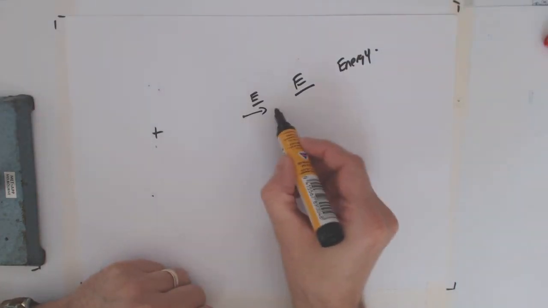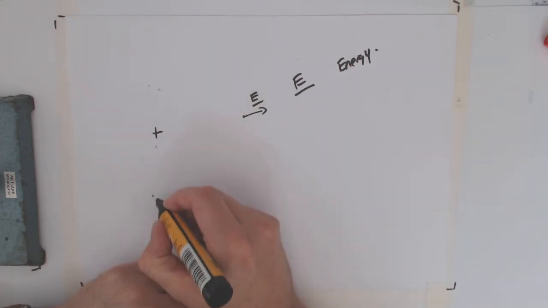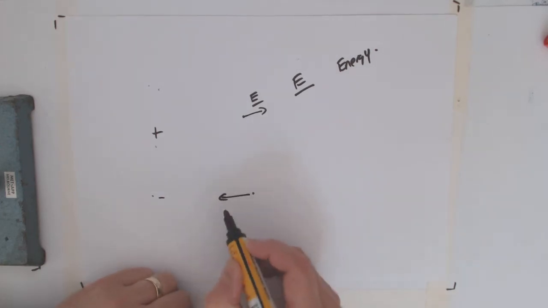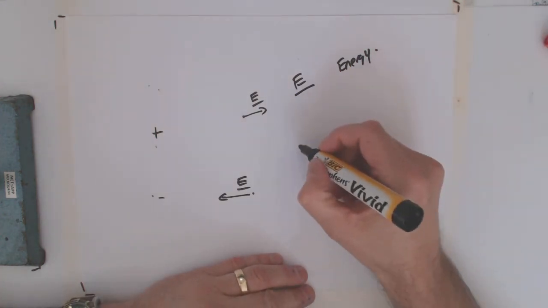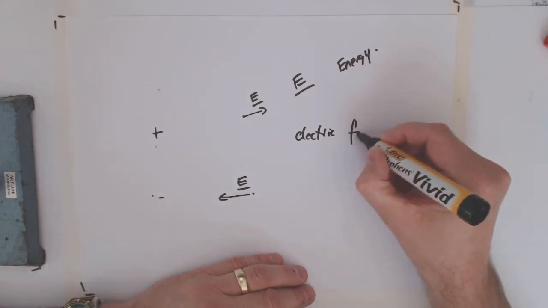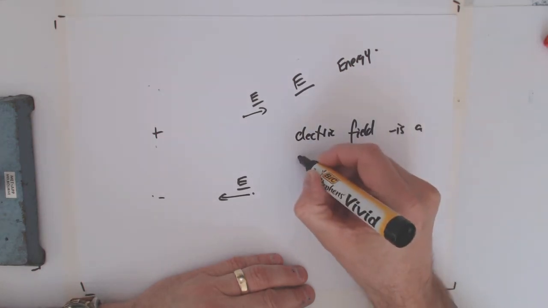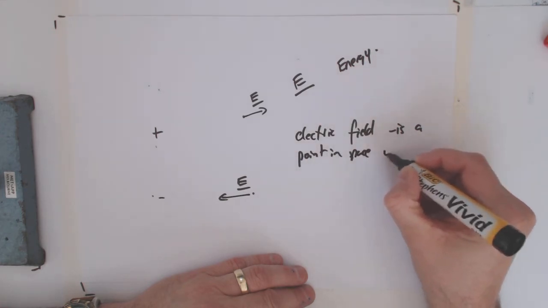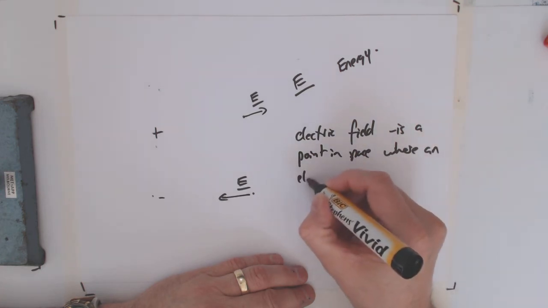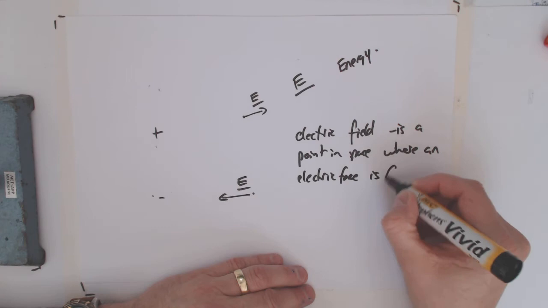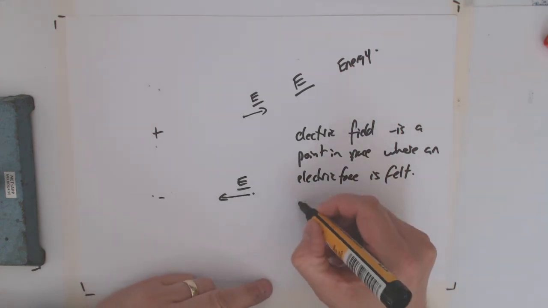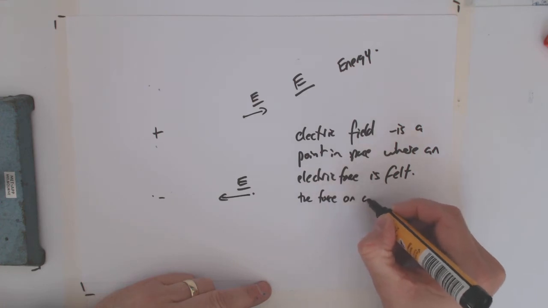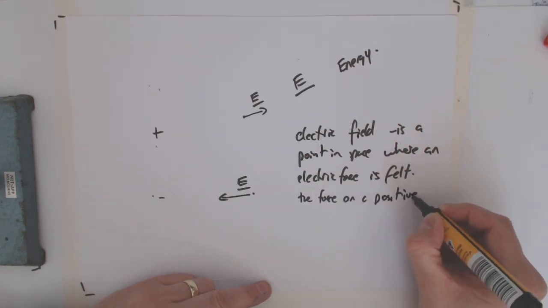What I'm saying is, we get this positive charge, we get that electric field. If that had been a negative charge over here, then at that point we would have had an electric field going towards the negative. Now, the electric field, what is it? We haven't really talked about what it is. It's a place, a point in space where an electric force is felt, and it's the force on a positive charge. So electric field, it's the force on a positive charge.